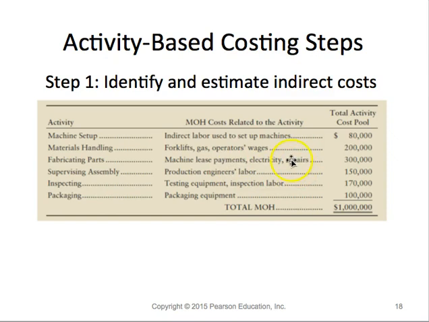repairs, and so on, and there will be cost money, and so it'll be $300,000. Production engineers' labor and supervising assembly, and so these engineers and managers are here, and they're going to be $150,000. And inspection will be testing equipment, inspection labor will be $170,000, and packaging equipment will be $100,000. Total is $1 million.